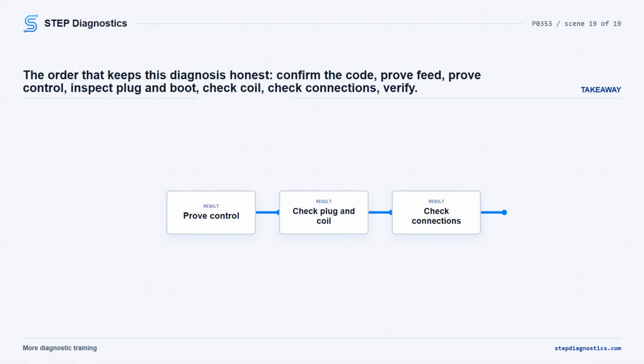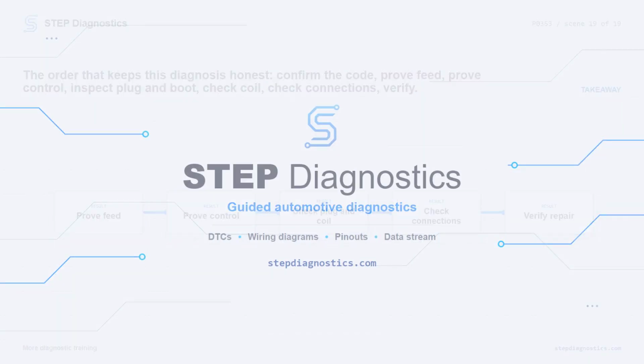Keep verification separate from the pinpoint testing. After any repair, run the powertrain verification, operate the vehicle so the monitor can run again, and confirm the code stays gone. The takeaway is simple. Prove the feed, prove the coil control circuit, inspect the plug and boot path, move the coil only when the test path calls for it, and do not condemn the PCM until the coil and circuit checks support that call.